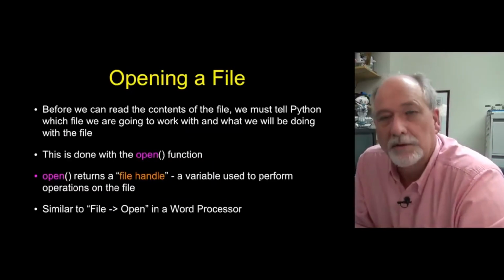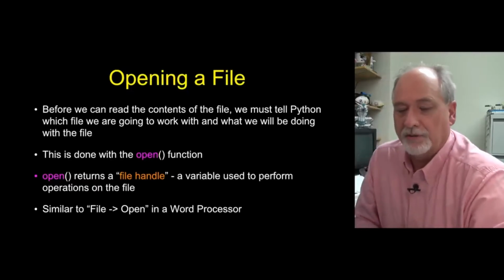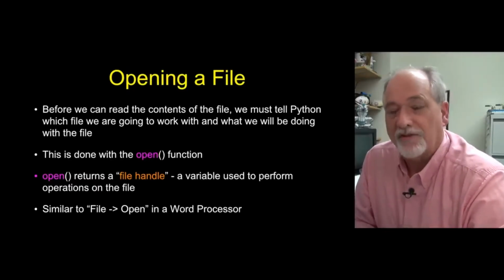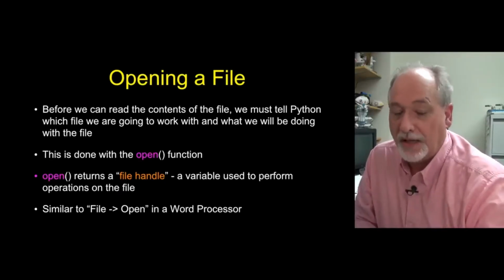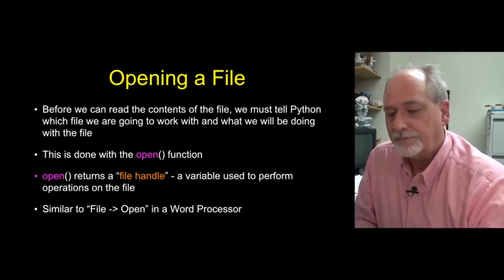So to read a file, you have to call the open function. And open returns what we call a file handle. Open doesn't actually read the file. Open makes it possible so that you can read the file.